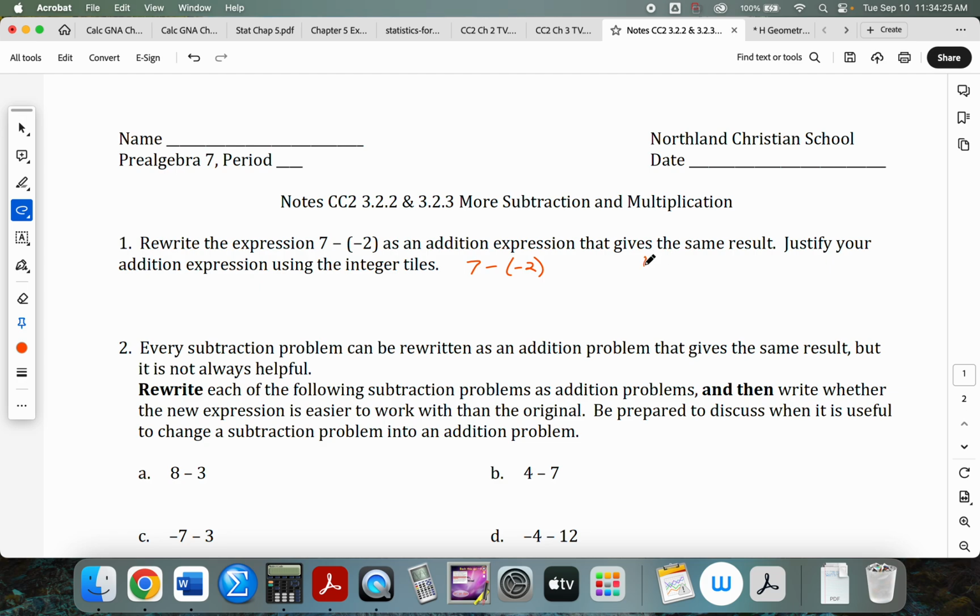If we started with 7 positives, and we want to remove 2 negatives, well, if I'm going to remove 2 negatives, I need another 2 positives to go with those 2 negatives so that I don't change the value. If I remove the 2 negatives, what do we get? Anybody? 9. So an addition that gives the same thing would be 7 plus 2.